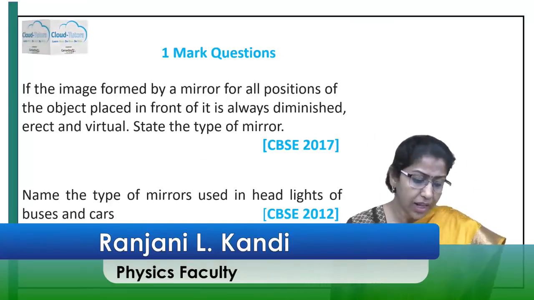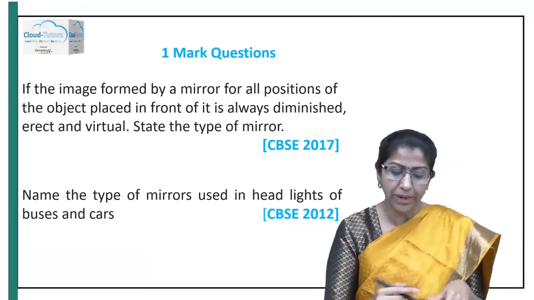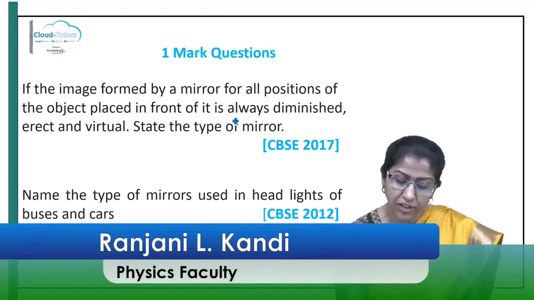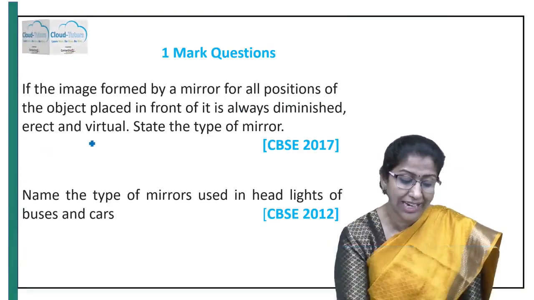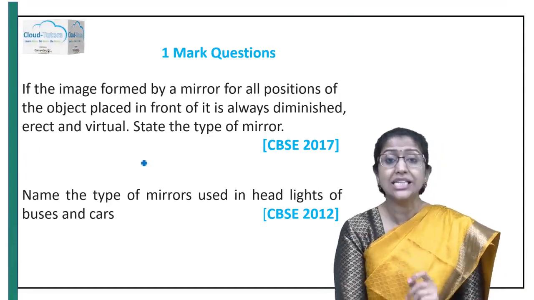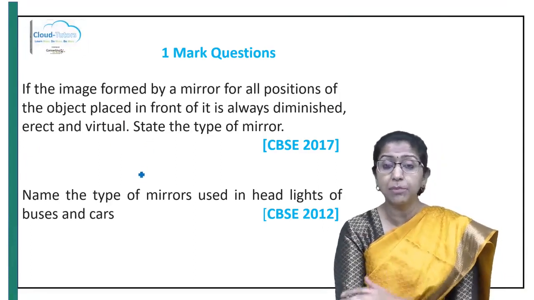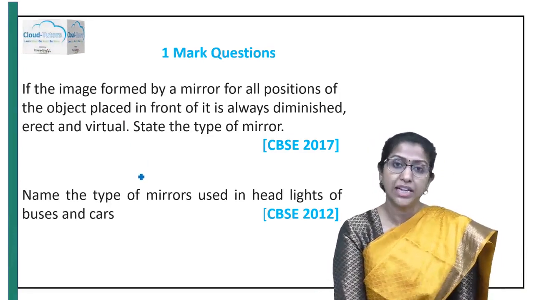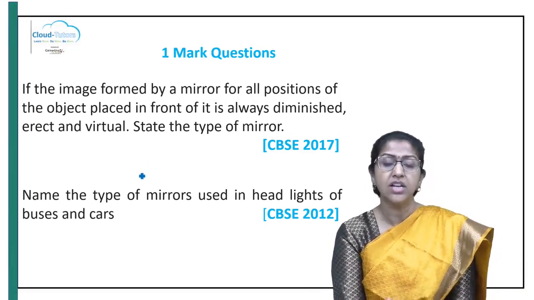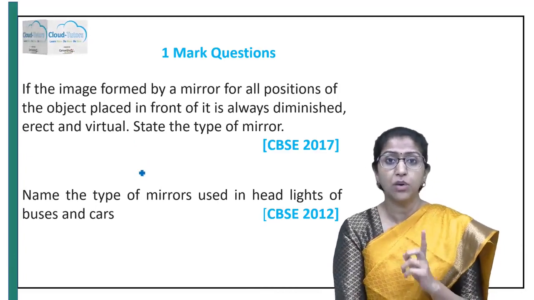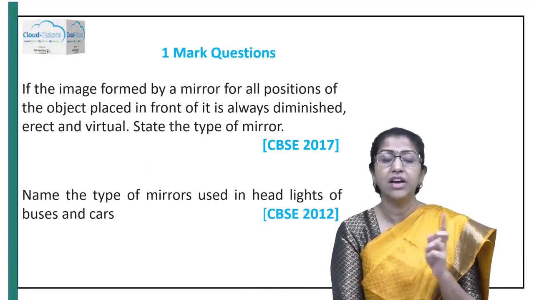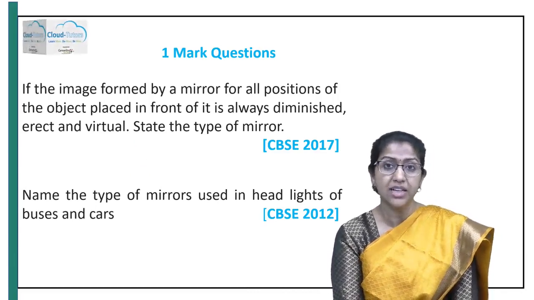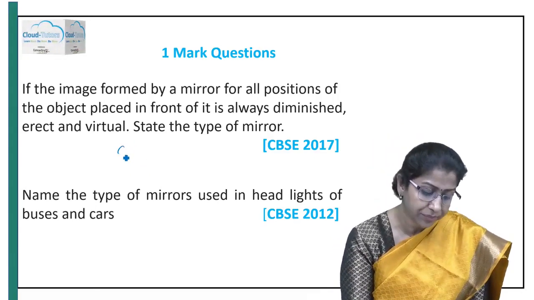Next, if the image formed by a mirror for all positions of the object placed in front of it is always diminished, erect and virtual, state the type of the image and state the type of the mirror. As we have already seen in the case of concave and convex mirrors, there's only one mirror which gives you virtual erect images in all the positions where the object is kept. That is the convex mirror.